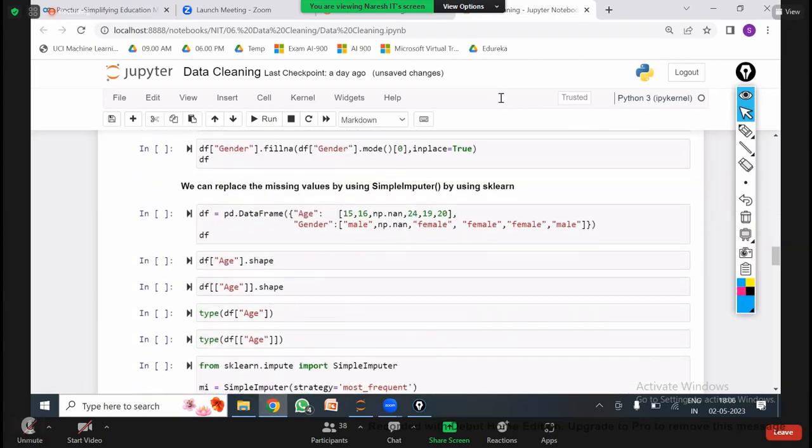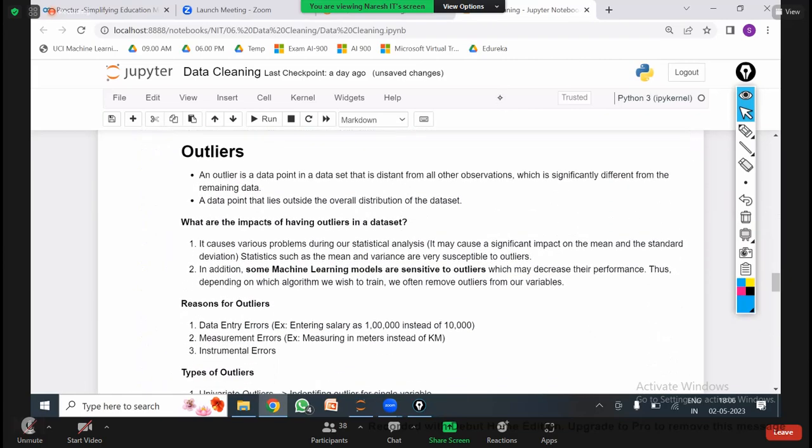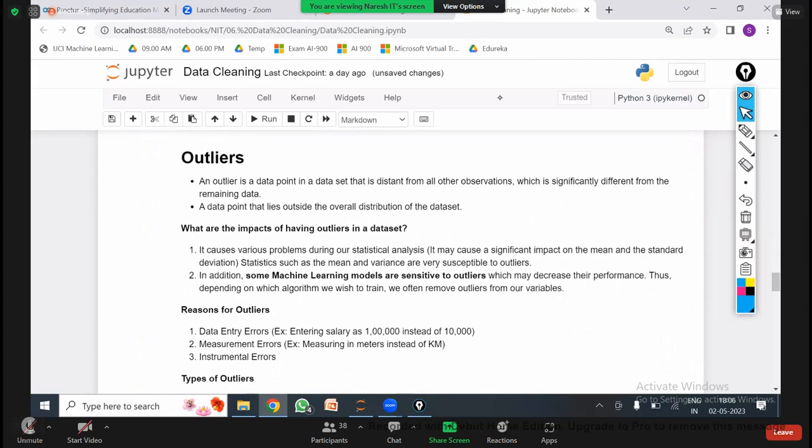Now in today's class, we are going to move on to the next topic, called outliers. In a data set, we may have certain outliers. An outlier is a data point in the data set which is distant, somewhat far away from the other observations. Any point that is significantly far away from the remaining data points is called an outlier.